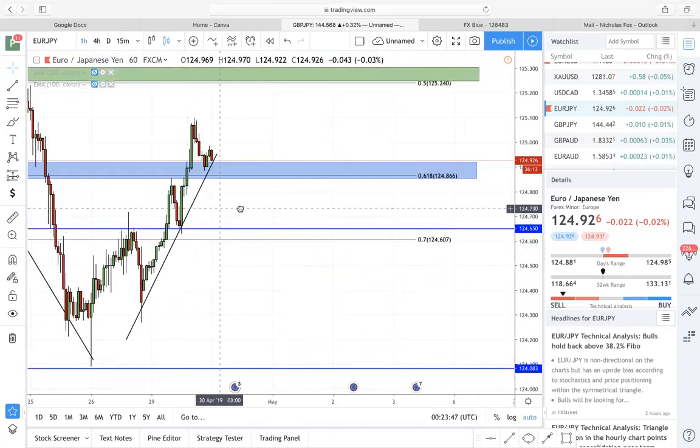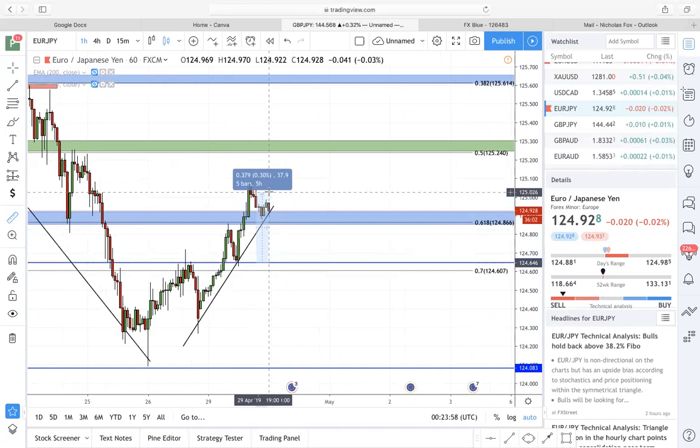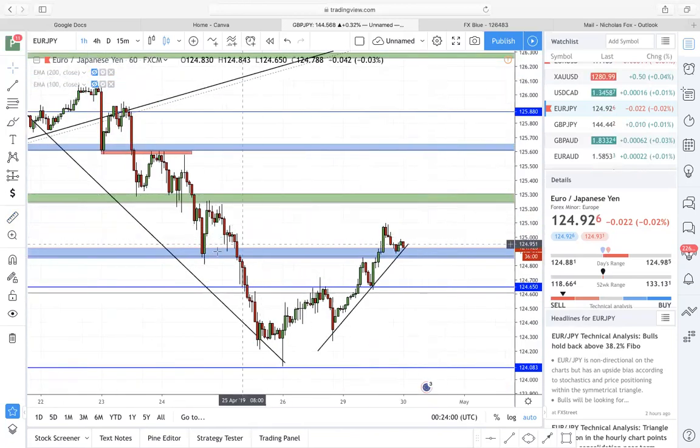This level right here that it rejected off of was actually about the 70 right here. So just like that, we had a fair amount of pips on this trade. We went for, yeah, about the same, down to this level.